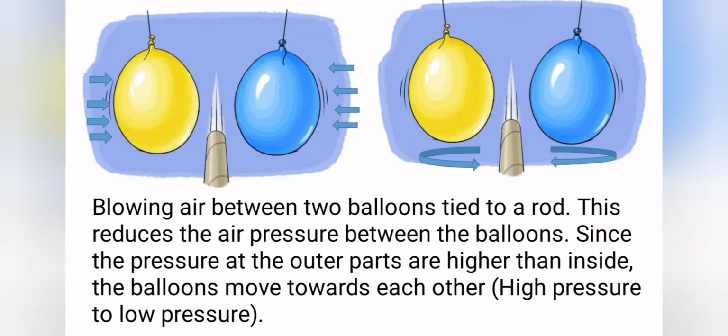Okay students, so this is another experiment to understand the same principle. When we blow air between balloons tied to a rod, this reduces the air pressure between the balloons. Since the pressure at the outer parts is higher than inside, the balloons move towards each other. That is, higher pressure to lower pressure.